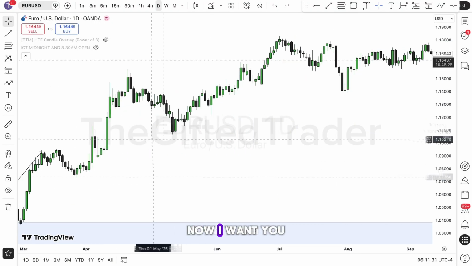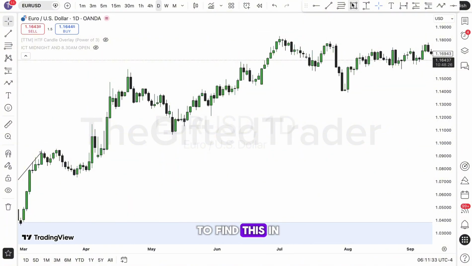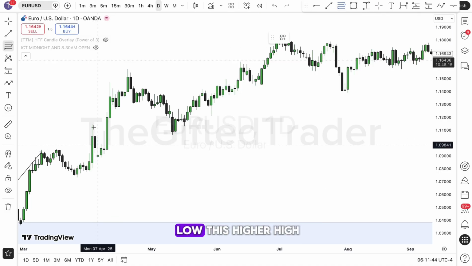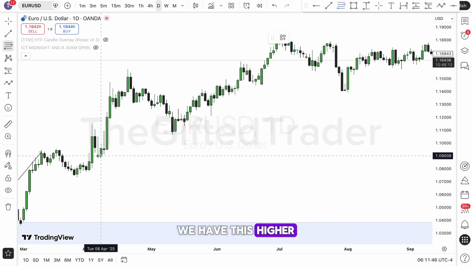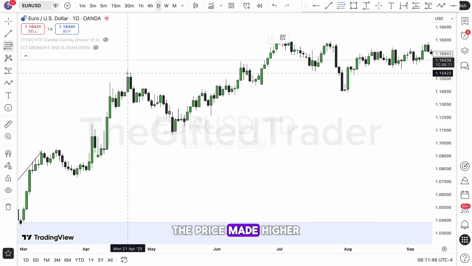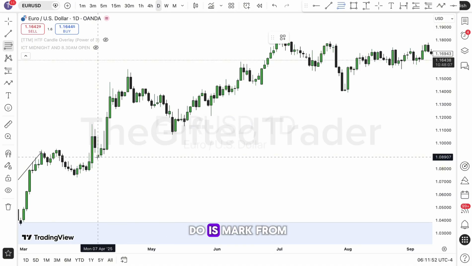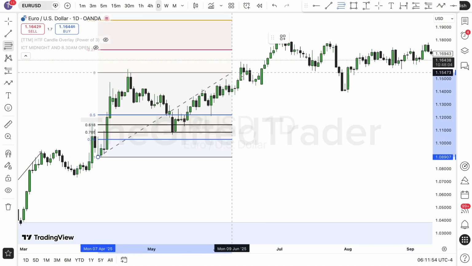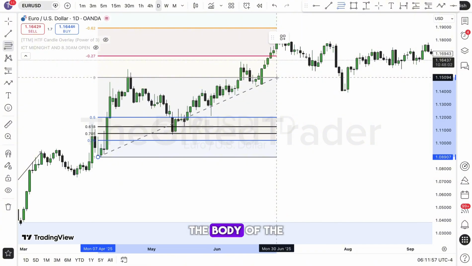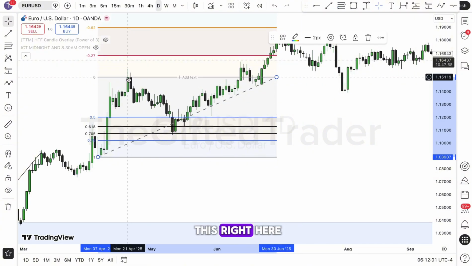Now, I want you to find this in your TradingView. Fibonacci retracement is a tool we use. Alright, we have this higher low, this higher high, while this higher low over here. The price made a higher high, then it started retracing. So what we simply do is mark from this low, the body of the candle, not the wick, to this high, to this right here.